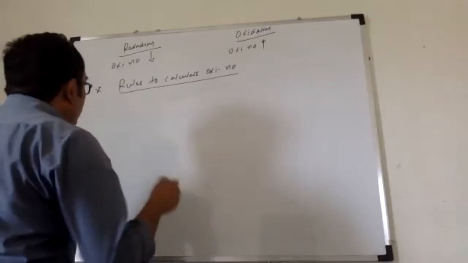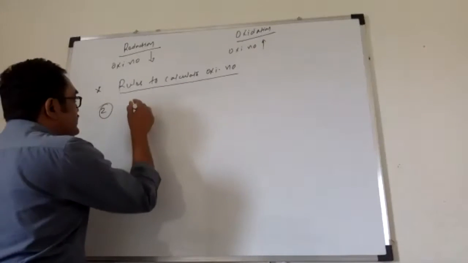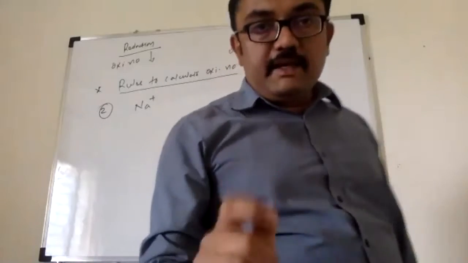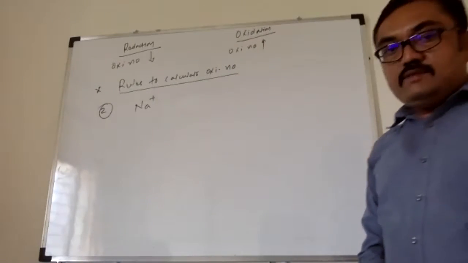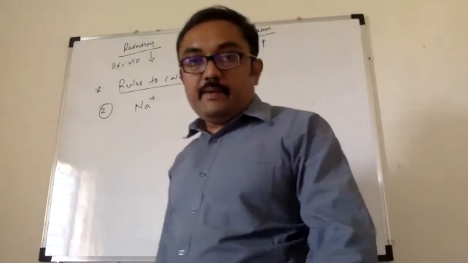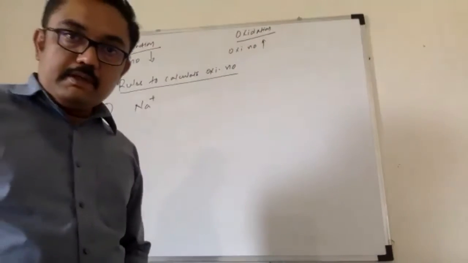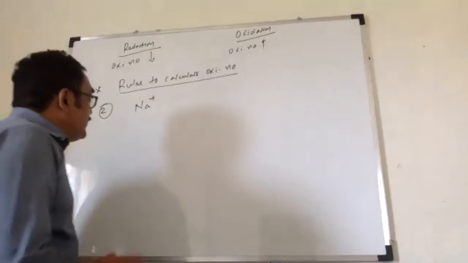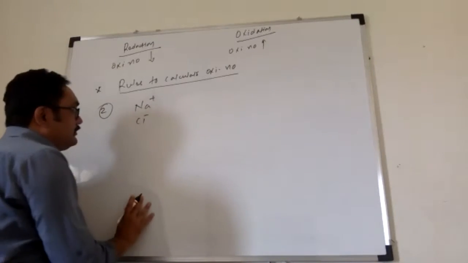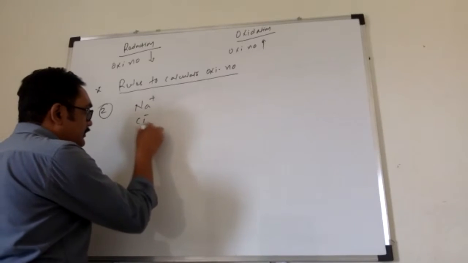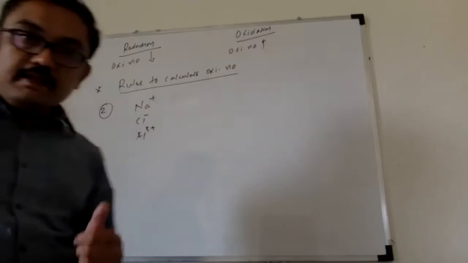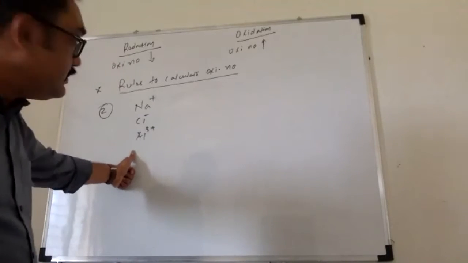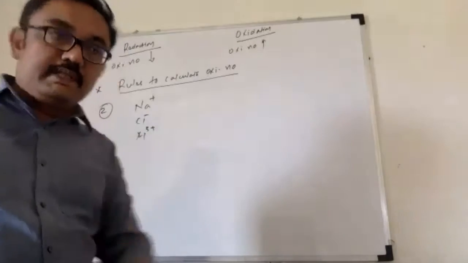In rule number 2, if you see any single atom with a charge in the equation, I am not saying multi-atom with a charge, I am not talking about polyatomic ions, but monatomic ions, which have a single atom and a charge, like Na+, Cl-, Al3+. Whenever you see any single atom with a charge, remember the charge is the oxidation number.